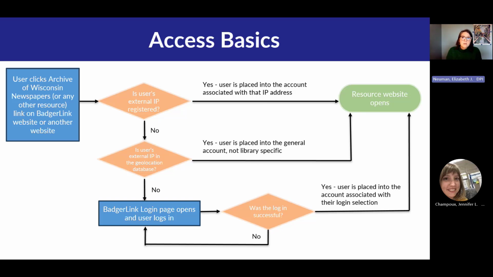But since the resources are licensed only for use by Wisconsin residents, that check happens once you click on a resource link. So this flowchart shows the progression from a user selecting the Archive of Wisconsin Newspapers link and the steps that happen behind the scenes. So first, is the IP address registered? If so, the resource opens. If not, the system checks a Google geolocation database for Wisconsin-specific IP addresses, and if that IP is included, then the resource opens. If neither of those situations happen, then the user is prompted to log in through the BadgerLink website.